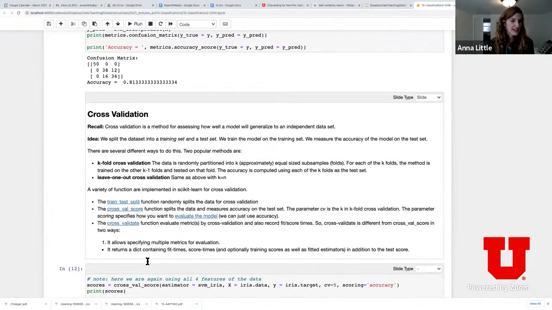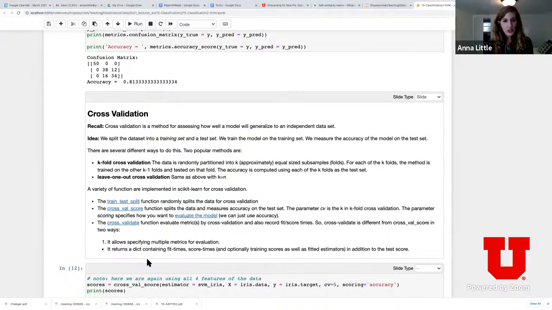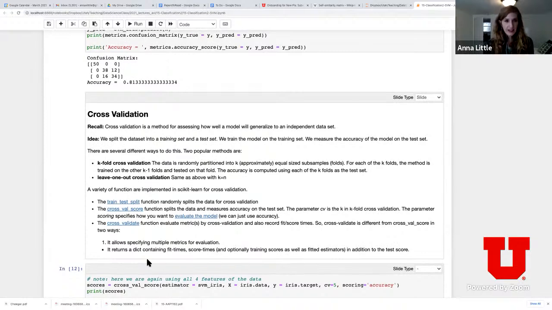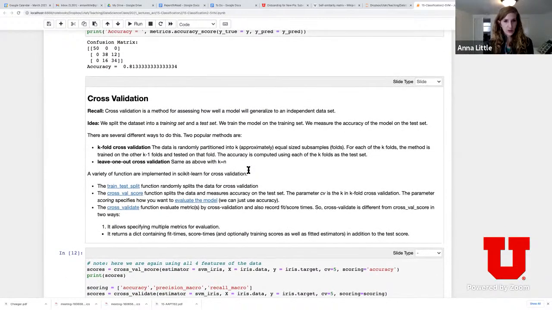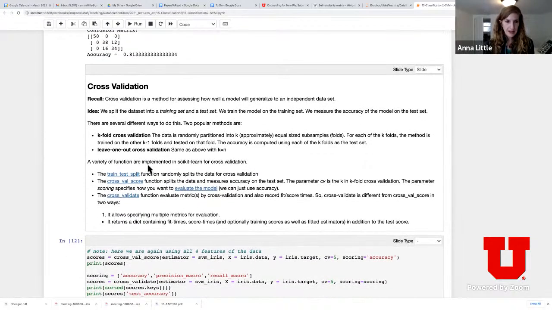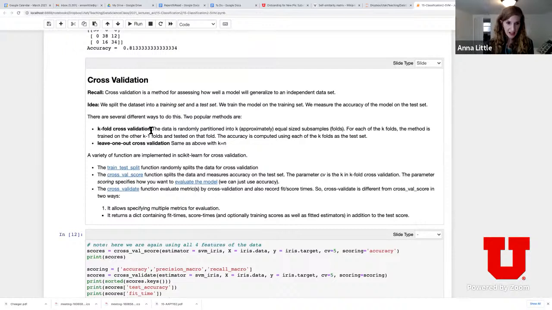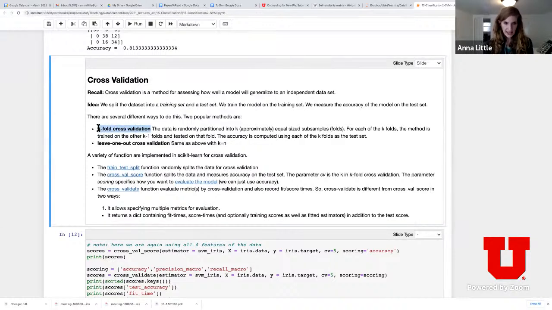Okay, so in the last few minutes, let me go over the cross-validation procedure, which, you recall, is a method for assessing how well a model generalizes to an independent data set. The basic idea is that we split the data into training and test, train the model on the training data, obviously, and then measure the accuracy on the test data. There are a few different ways to do this, and the one that we'll use in class is k-fold cross-validation. This is where we randomly partition the data into k pieces. Those pieces are called folds.